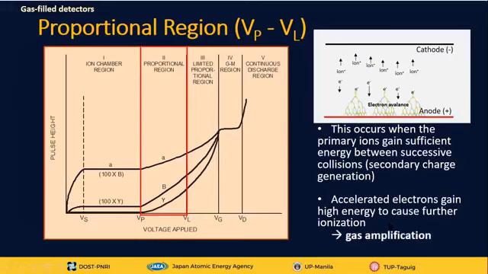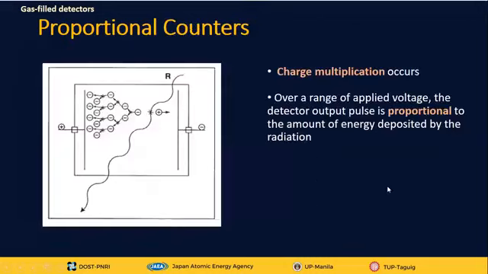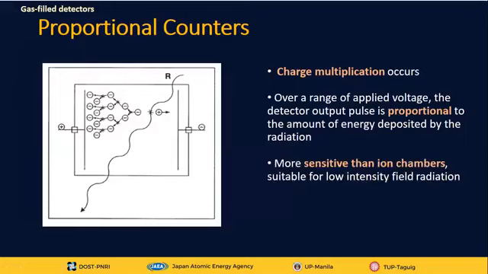Gas amplification means that the original ions created by the reaction cause further ionization reactions, which multiplies the number of electrons and thus multiplies the strength of the output pulse measured across the detector. But still, the resulting pulse is proportional to the number of original ion pairs that were formed. The energy of the radioactive field is thus proportional to the number of charges generated in our detector. So here, the charge multiplication occurs, and over a range of applied voltage, the detector output pulse is still proportional to the amount of energy deposited by the radiation.